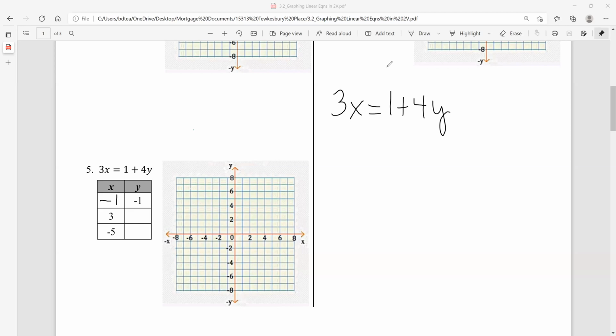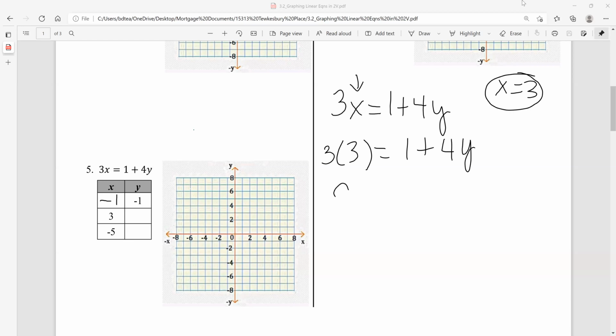Okay, using exactly the same equation, this time they let x equals 3. So the author is giving us these points. When x equals 3, we're going to substitute in for x here. So we're going to have 3 times 3 equals 1 plus 4y. Then we have 9 equals 1 plus 4y.